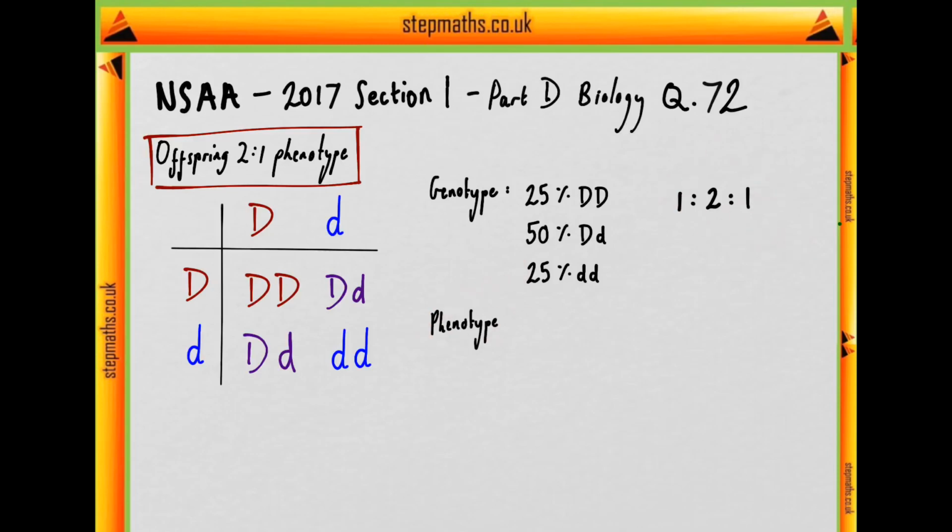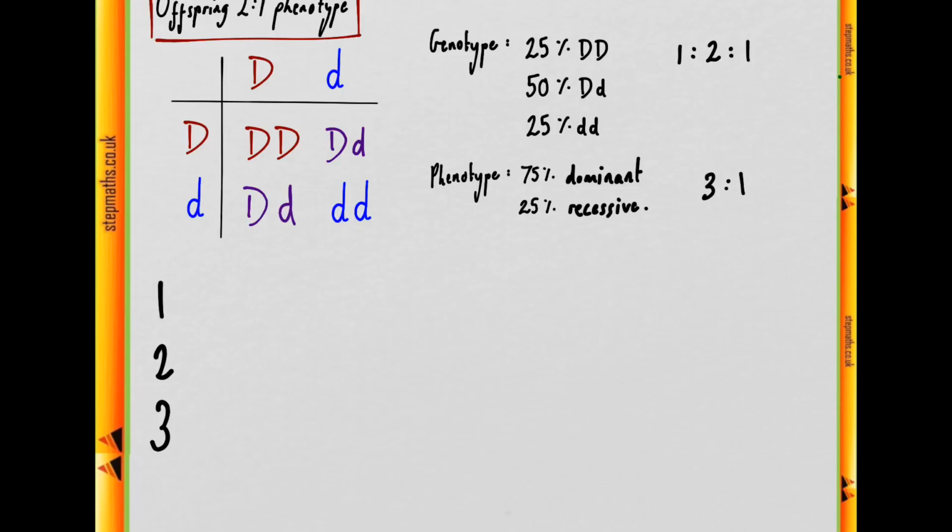Moving on to the phenotypes, we would have 75% dominant and only 25% recessive, since you need to have homozygous recessive for any recessive alleles to present phenotypically. So that's a 3:1 phenotype ratio. We want to get 2:1. Well, how can we do that? Let's have a look at the potential answers.